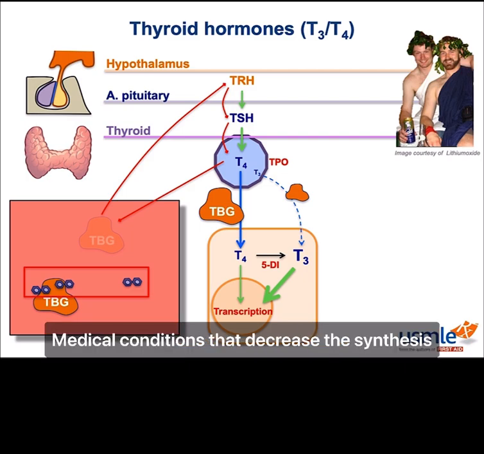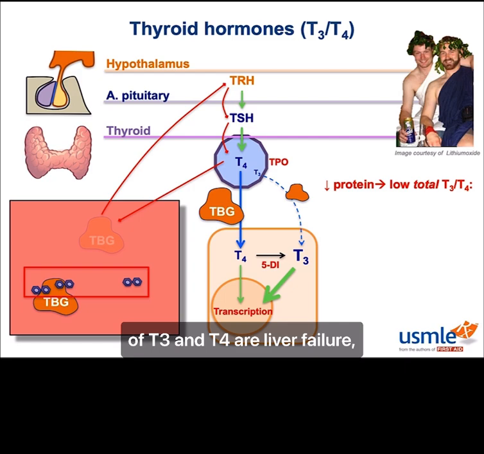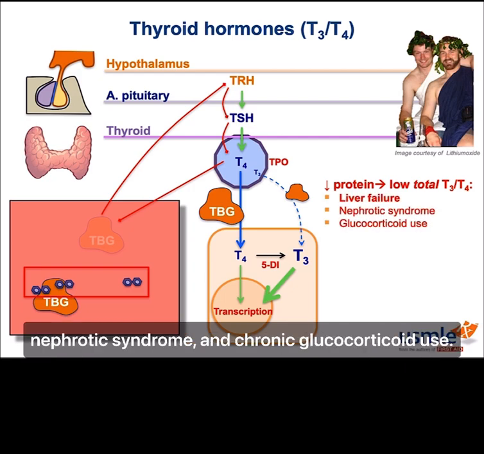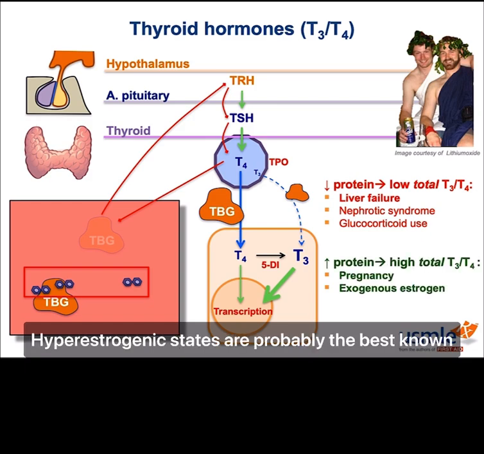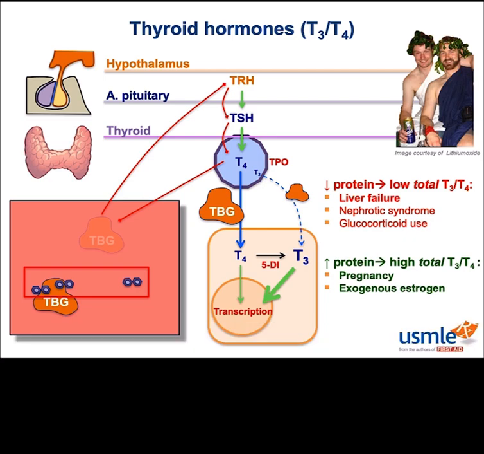Medical conditions that decrease the synthesis of blood proteins, and therefore the total measured levels of T3 and T4, are liver failure, nephrotic syndrome, and chronic glucocorticoid use. Hyperestrogenic states are probably the best known for increasing the amount of synthesized blood proteins, so in these, your measured T3 and T4 are going to run high.